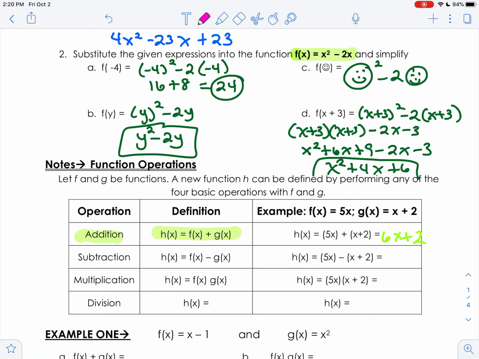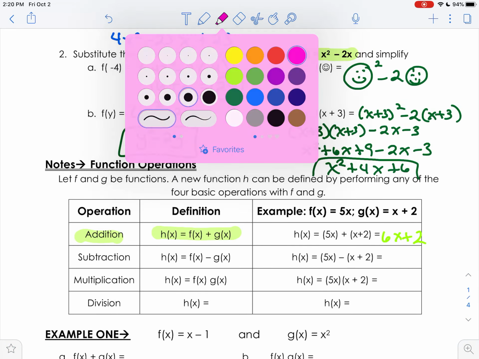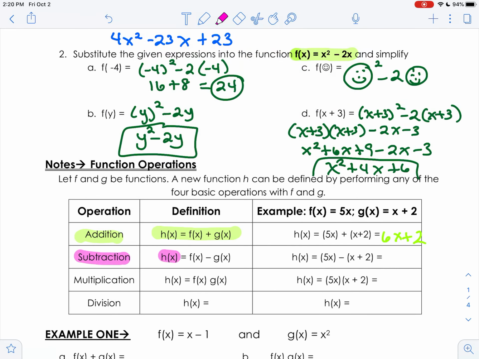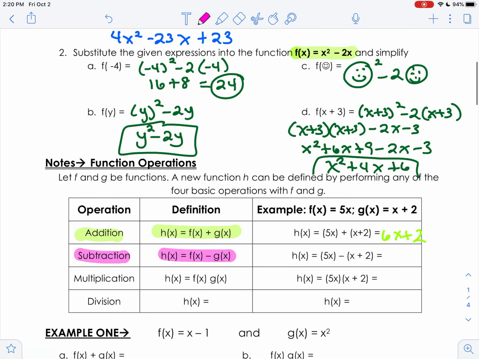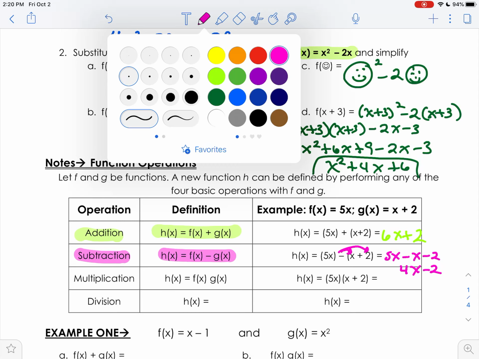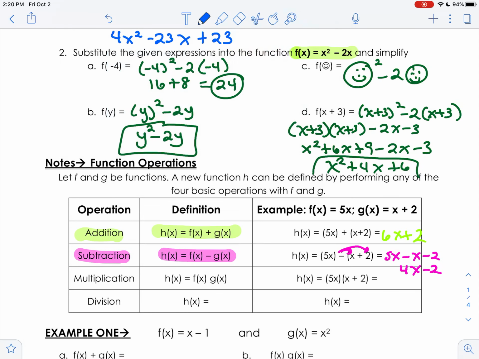Okay, now subtraction, like always, like our polynomials, subtraction can be a little bit different. So we want to make sure we're careful when we do f of x minus g of x. Okay, so we have 5x minus x, and it's actually minus 2 if we distribute. So I'm going to write that out. It's 5x minus 2 means it's really 4x minus 2 for our answer. So careful with your distribution. Always distribute your negative.